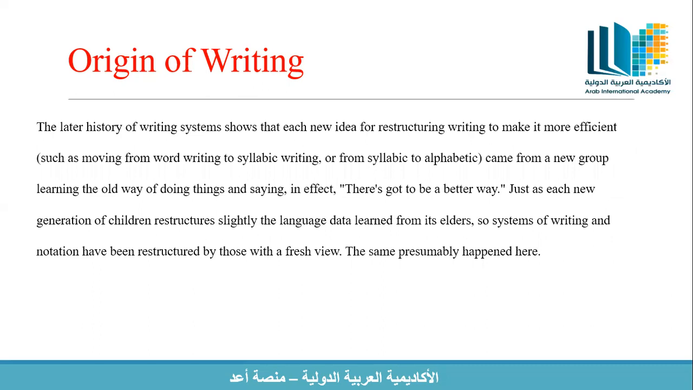The later history of writing systems shows that each new idea for restructuring writing to make it more efficient, such as moving from word writing to syllabic writing or from syllabic to alphabetic, came from a new group learning the old way of doing things and saying, in effect, there has got to be a better way. Just as each new generation of children slightly restructures the language data learned from its elders, systems of writing and notation have been restructured by those with a fresh view. The same presumably happened here.